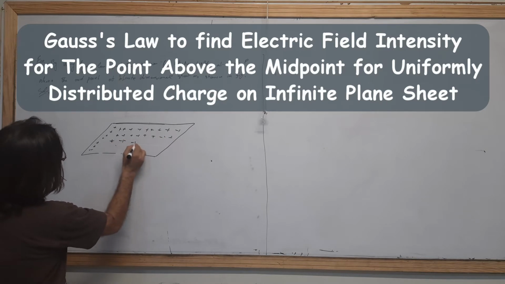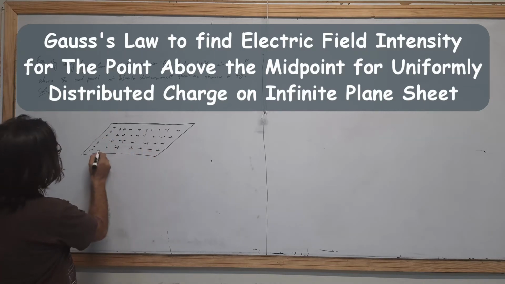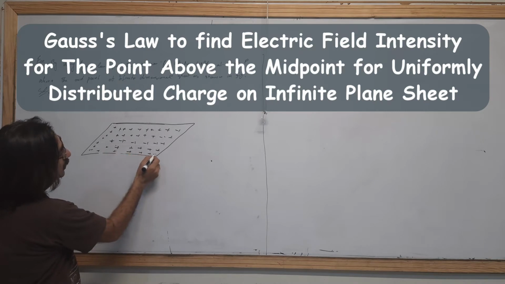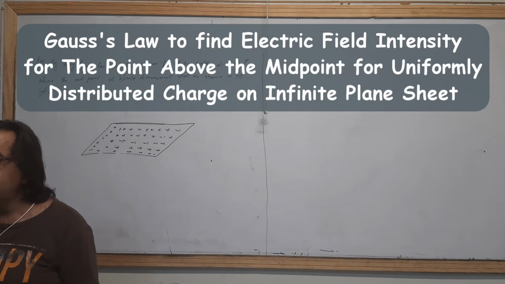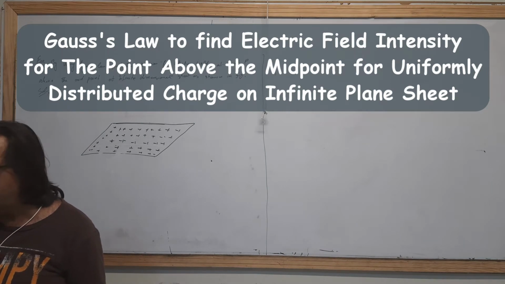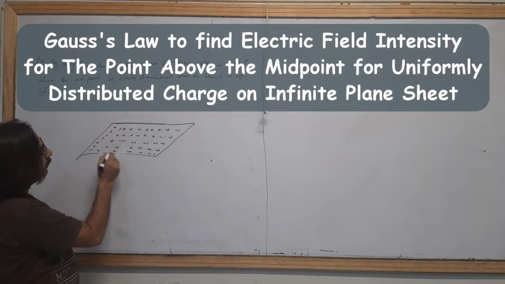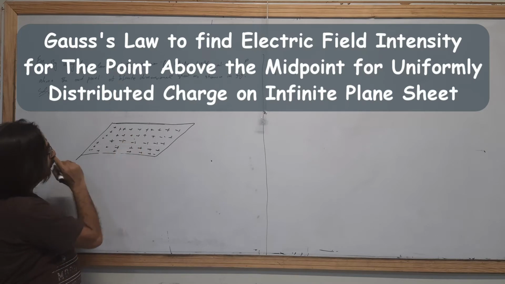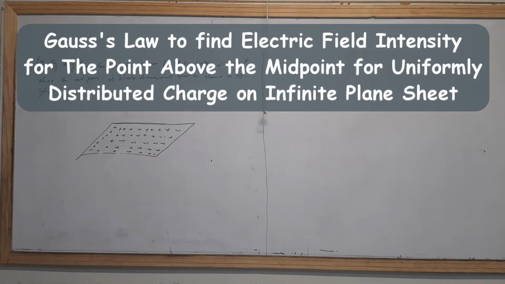These are uniformly distributed positive charges. The dimension of this sheet is infinite. This is a plane sheet, and the length and width of this sheet are infinite, so you may say that it extends from minus infinity to plus infinity.